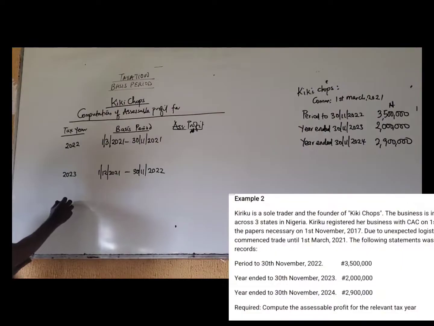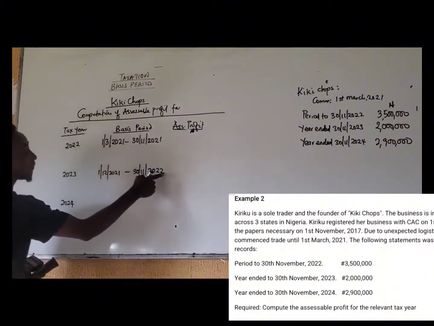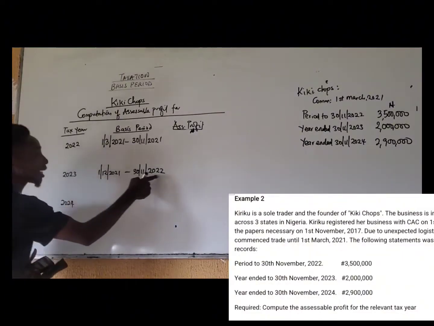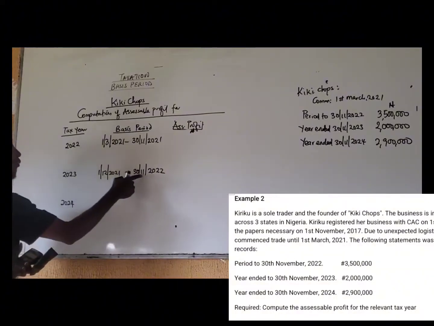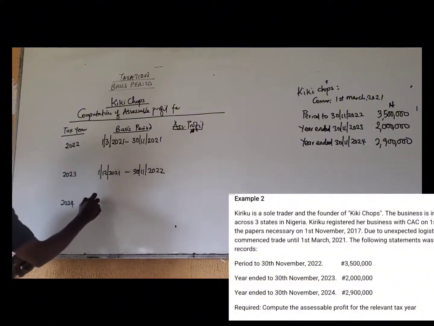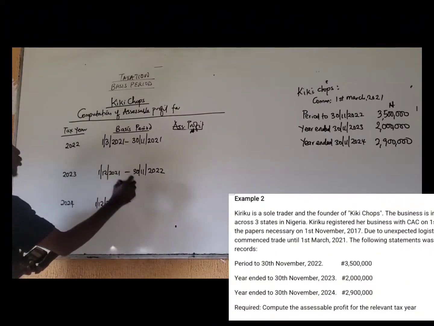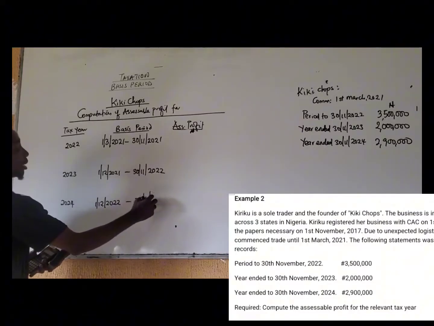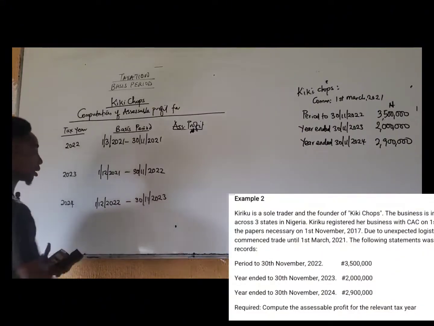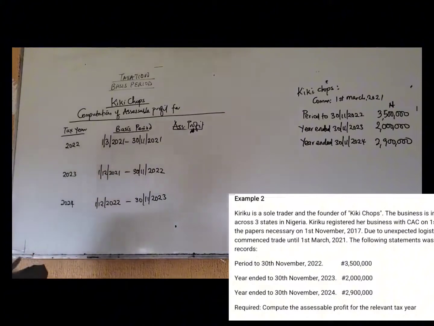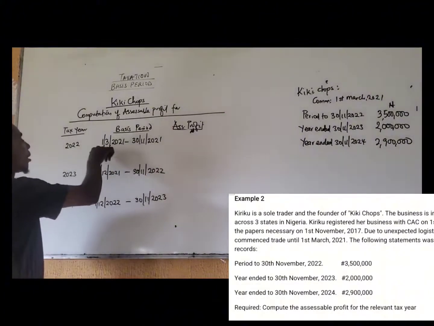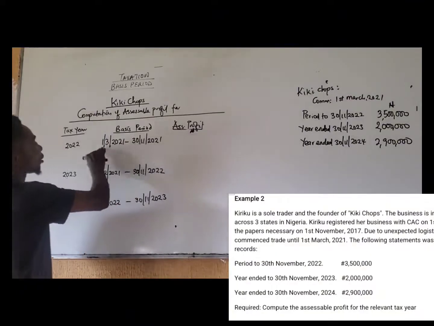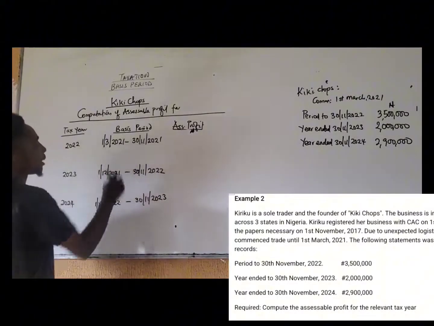2024, a day after the second accounting year end. So after 30th of November, the next day will be 1st of December 2022. So the third accounting year ends 30th of November 2023. All right, so these are the relevant years. Then let's look for the profit here. To get the assessable profit, we're looking for March to November.